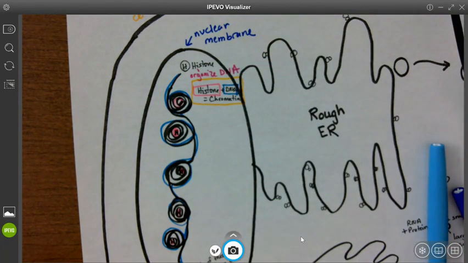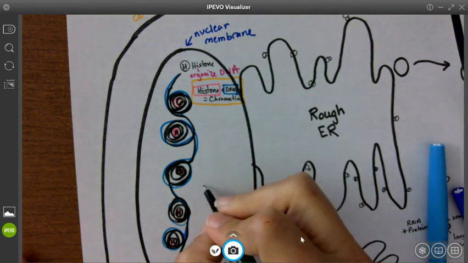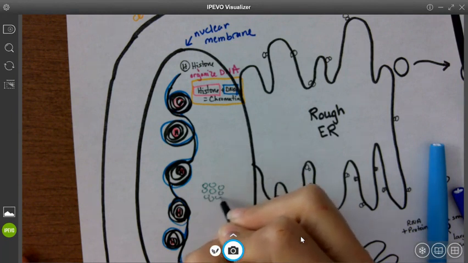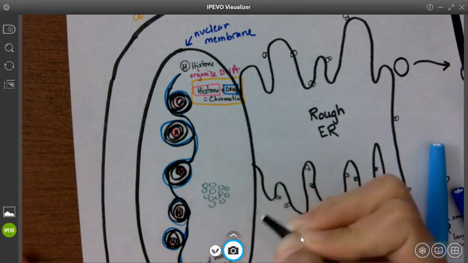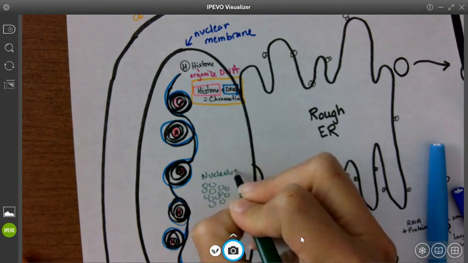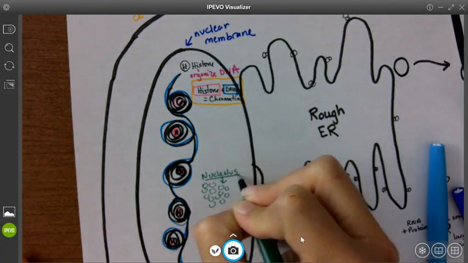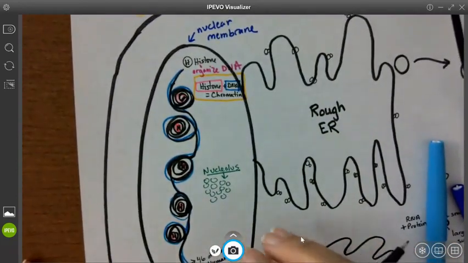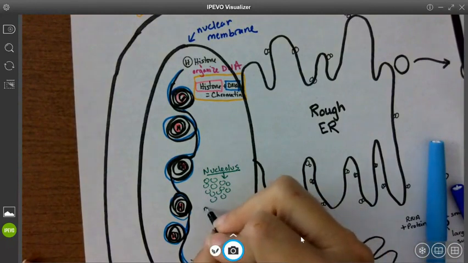Also inside the nucleus, we find the nucleolus. The nucleolus is a structure. It's kind of an informal structure where ribosomal subunits are made. So here we have the nucleolus. And the nucleolus, I'll write the function underneath: the nucleolus makes ribosomal subunits.